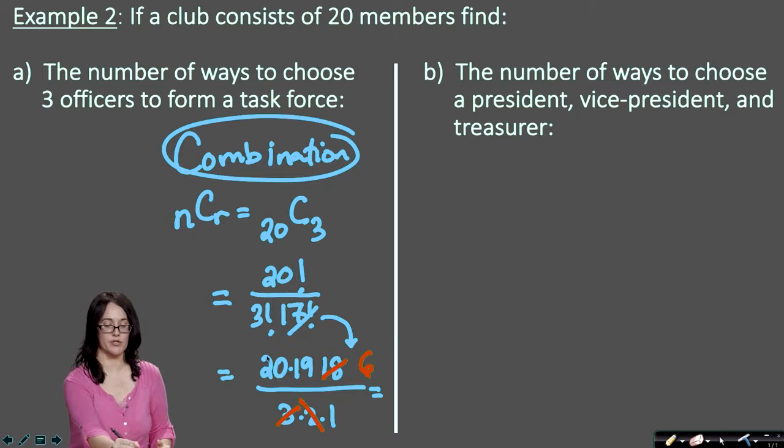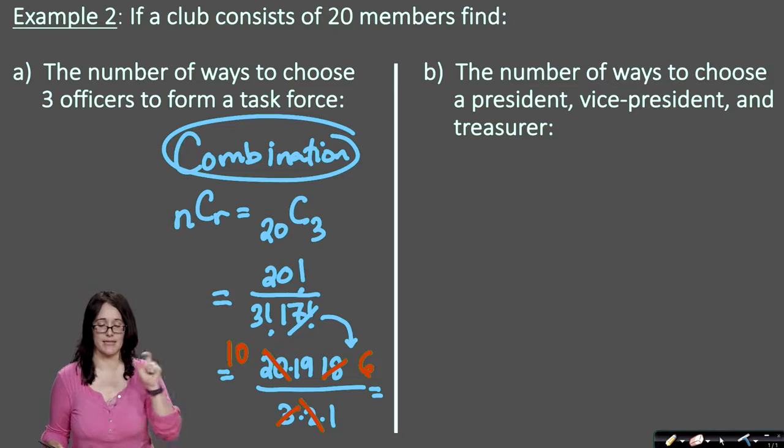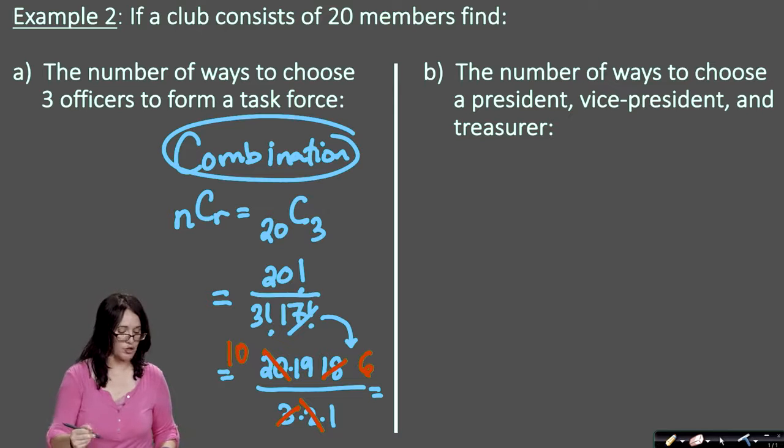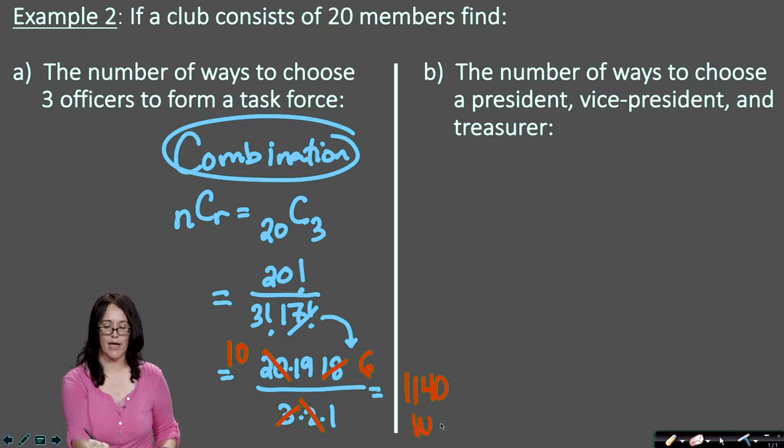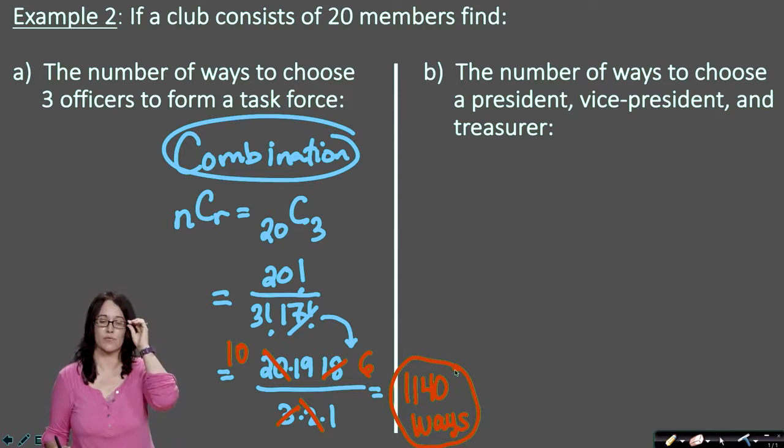So 2 could go into the 20, for example. It doesn't matter which one I pick. And I'd get an answer of 10 in the numerator. What does that leave me with? Well, it leaves me with 10 times 19, times 6. So my answer in example 2a here should be 1,140. So 1,140. This is the number of ways that you should be able to select a 3-person task force from 20 members in your club, assuming that the order did not matter.